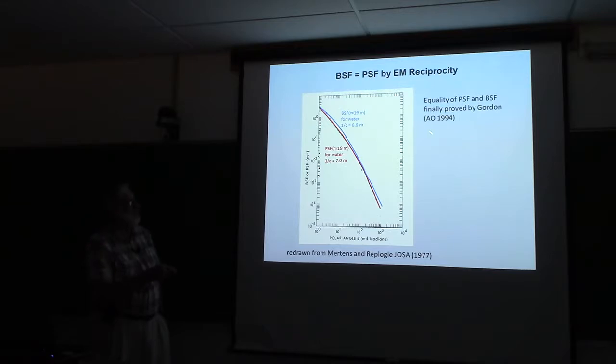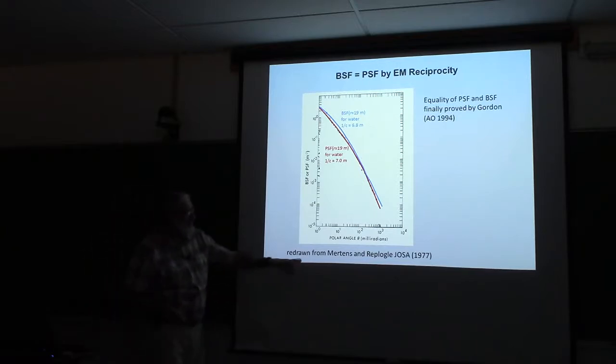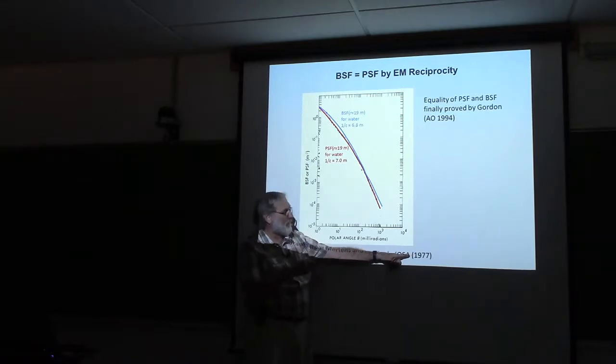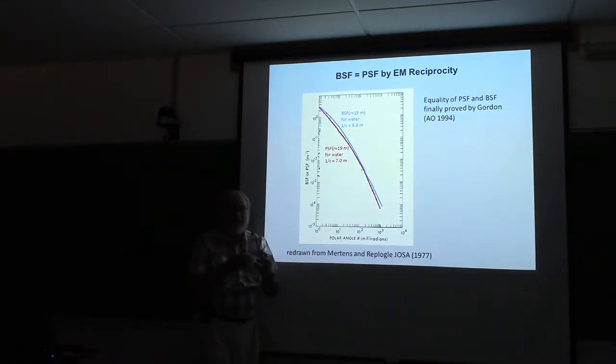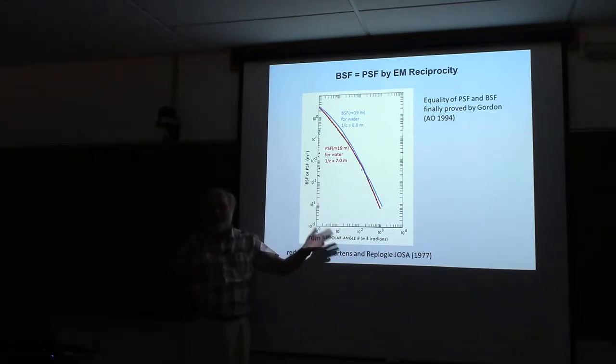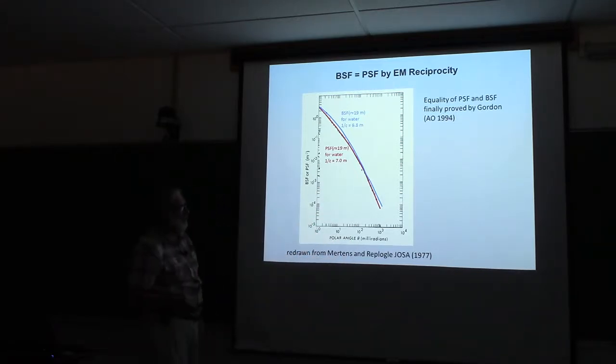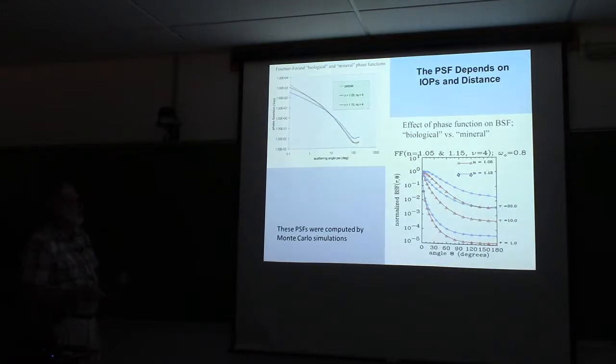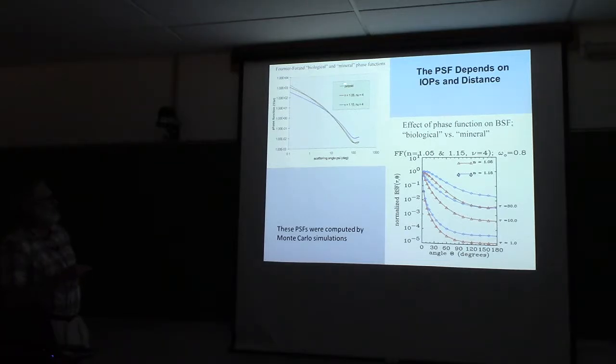And in fact, Gordon finally in 1994 proved that these things are exactly numerically equal. And in between 77 and 94, you know, there were fist fights at ocean optics conferences over whether or not the point spread and the beam spread function really were equal, and Gordon finally settled it. Okay, so here's just another little example. Here's 3 different phase functions.